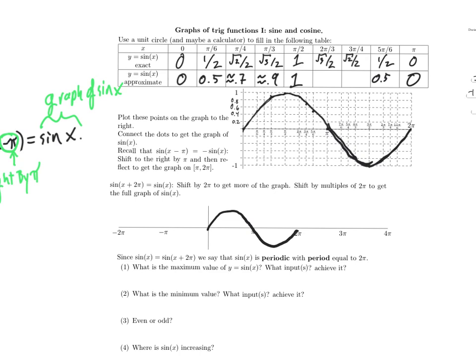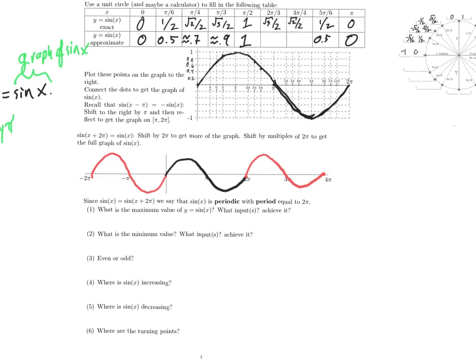Now, the sine of x plus 2 pi is the same thing as the sine of x. That means I can shift the graph of sine of x left or right by 2 pi, and I'll get the exact same graph. So this graph should continue to the left following the same pattern. It should continue to the right following the same pattern. It might look like I've drawn them so they don't look the same, but they should be drawn so they look the same. It's hard to draw.